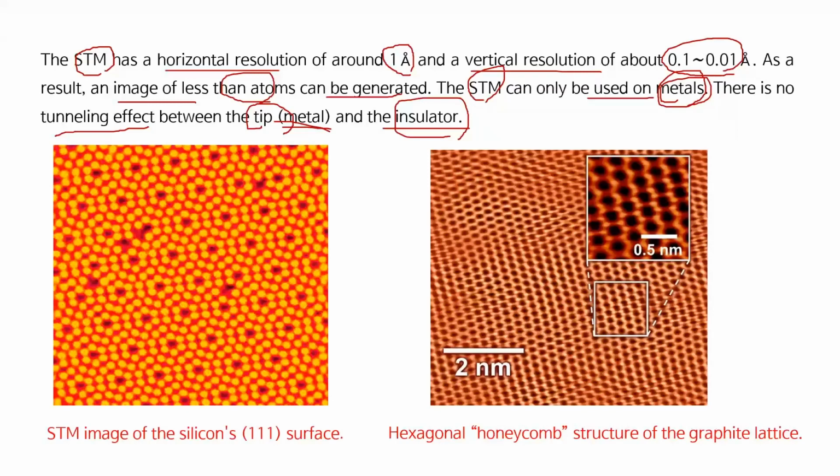This figure shows an STM image of silicon's 111 surface. And this image shows the hexagonal honeycomb structure of the graphite lattice. The distance between the atoms is 0.5 nanometer.